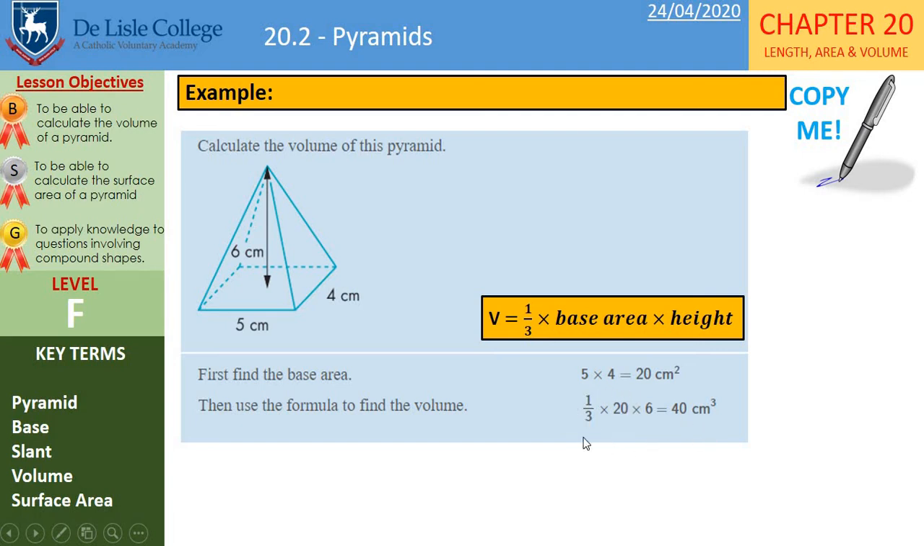Now this could quite easily be a non-calculator question, because 20 times 6 is 120. And we should know that multiplying by a third is the same as dividing by 3, and 120 divided by 3 is 40. Or you could do a third times 6, which is 2. And 2 times 20 is also 40. Please copy down this example in your exercise book. Pause the video as you do this.